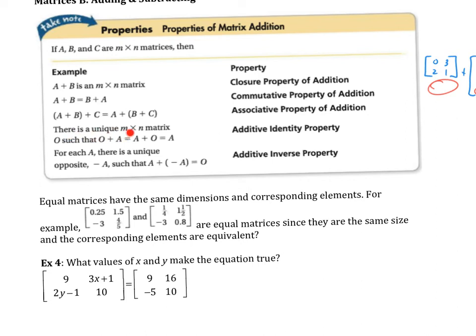There's a unique M by N matrix O such that O plus A equals A plus O equals A. What's that mean? That's the identity. There's a matrix that doesn't change the identity of A. It doesn't change anything about it. Just like adding 0 doesn't change the identity of a 10. Same thing here. And for each matrix A, there's a unique opposite, negative A, such that when you add them together, you get 0, or you get the identity matrix.